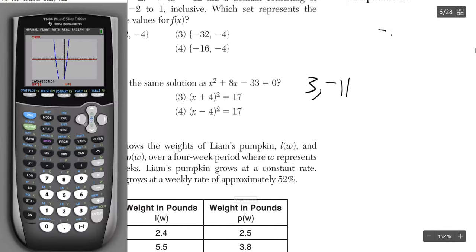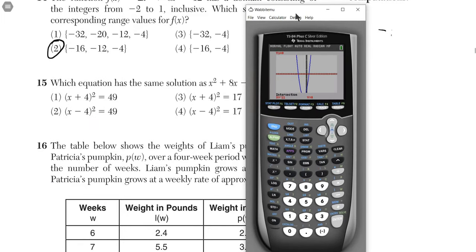Now we just have to find which of these choices have that same solution. So let's start off with choice 1. (x plus 4) squared, y1 equals left side. Make sure to type it in exactly as it's written with the parentheses, (x plus 4) squared. And y2 equals right side, that's 49.